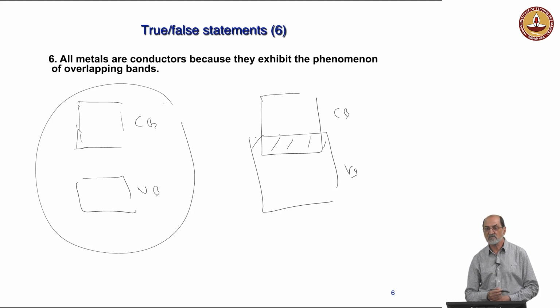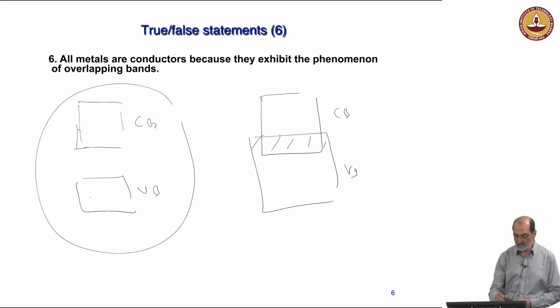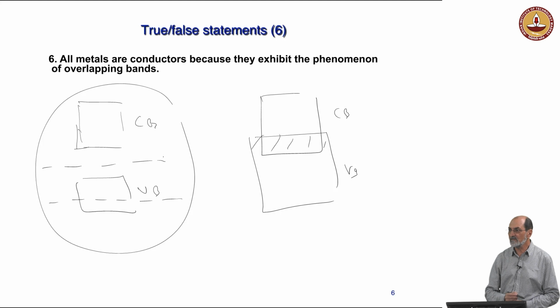If they ask you that, you say, I don't know. Why you don't know? Because I don't know where the Fermi level is. If the Fermi level is here, this is a metal. If the Fermi level is here, this is an insulator or a semiconductor. If the Fermi level is here, we have a metal again.